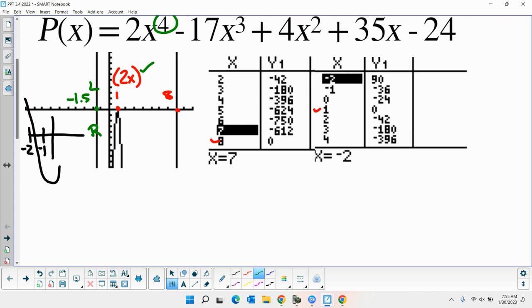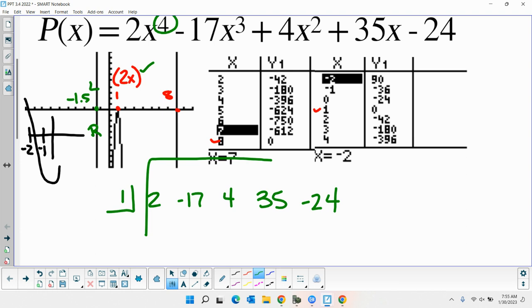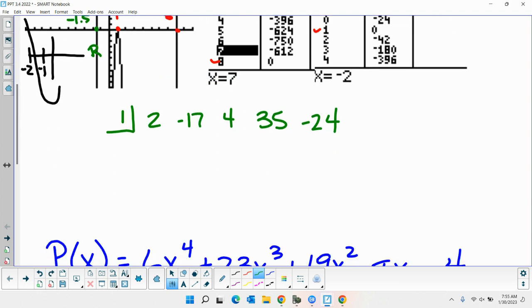Okay? So I got a 4, 3, 2, 1 constant. So I don't have to add any zeros. I just put those numbers in. And I'm going to use 1 in the corner. So 2, negative 17, 4, 35, negative 24. Make my line. And remember, drop the 2 below the line. And then we go 1 times 2 and put it above the line. Then we add those. That's negative 15.